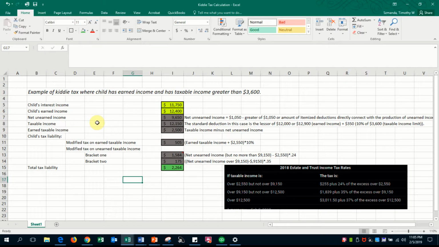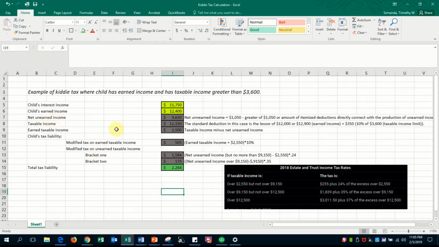So if the child has only unearned income like interest income, the calculation is pretty straightforward, and it's found on the top of page 532 in the text. However, when the child has both unearned income, interest in this case, and earned income, then the calculations become somewhat more convoluted. So in the green cells, some pea green cells here, we have the given information of interest income and earned income. And then the gray cells are intermediary calculations, and then the green cell is the final answer, which is the tax liability on the child.